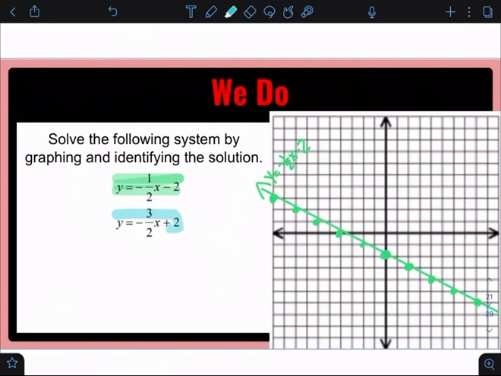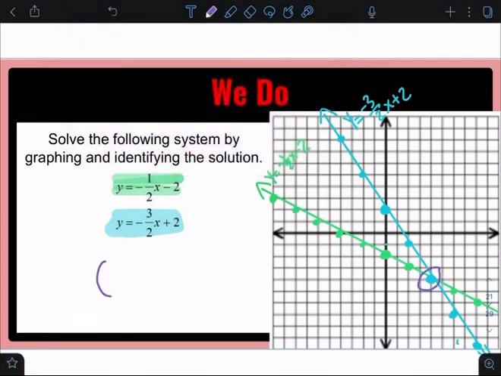And let's try this one. My y-intercept is +2, which means I'm going to start by going up 2. And then my slope is -3/2. So down 3 to the right 2, down 3 to the right 2, down 3 to the right 2. Then up 3 to the left 2, up 3 to the left 2. Okay, now let's connect these points. Put our arrows, and let's label it y equals -3/2x plus 2. Now, to identify the solution, we need to say where do these two cross.